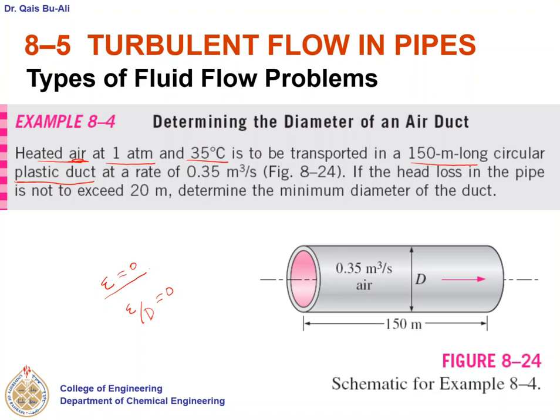If the head loss in the pipe is not to exceed 20 meters, so now HL is given, this is the specification of HL. Determine the minimum diameter of the duct. He's asking for the diameter, so this is a problem of the third type. Okay, this is a problem of the third type. So how to solve it?